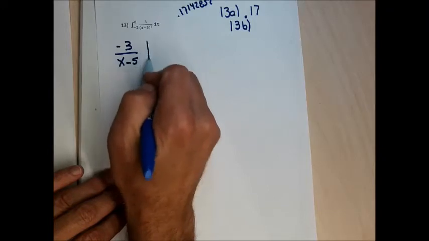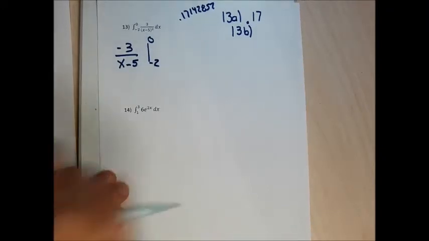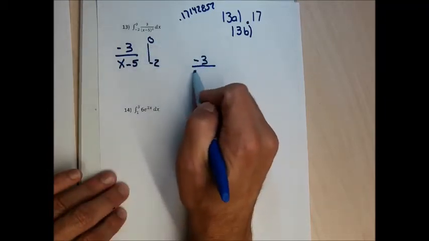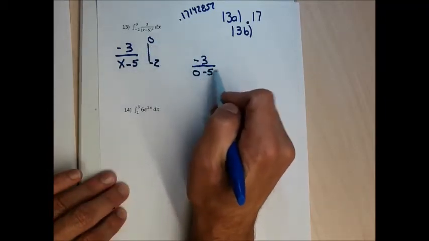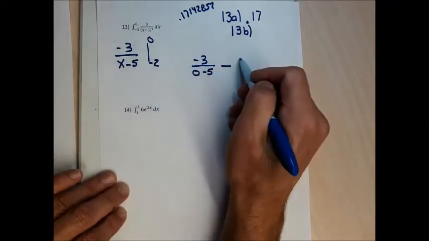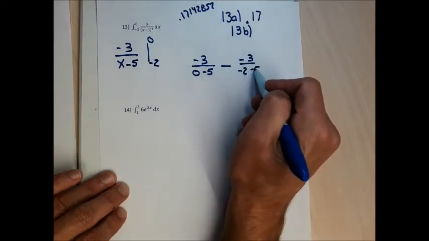And I'm going to plug in both 0 and negative 2 and subtract the results. So first I'm going to plug in 0 and get negative 3 over 0 minus 5. And then the minus sign from the formula. And then I'm going to plug negative 2 in for x and get negative 3 over negative 2 minus 5.